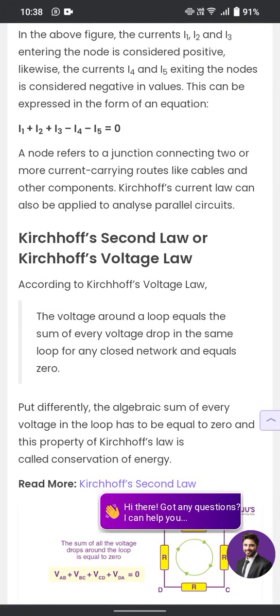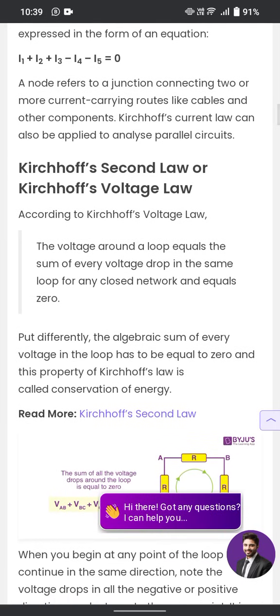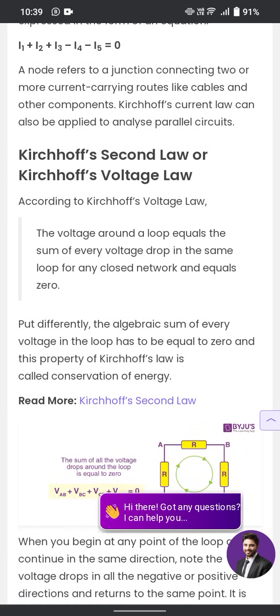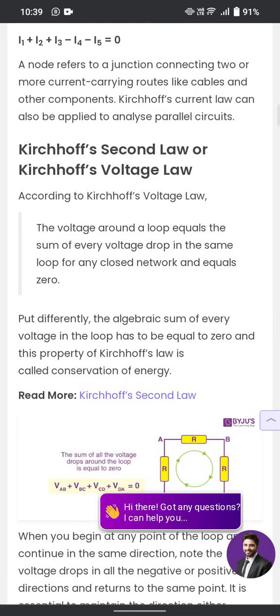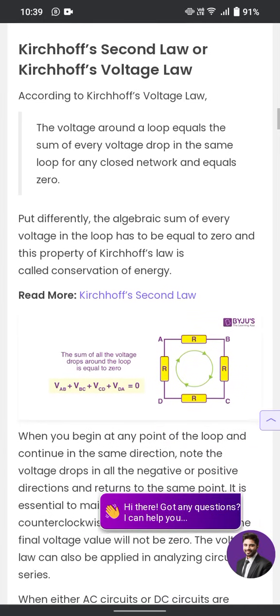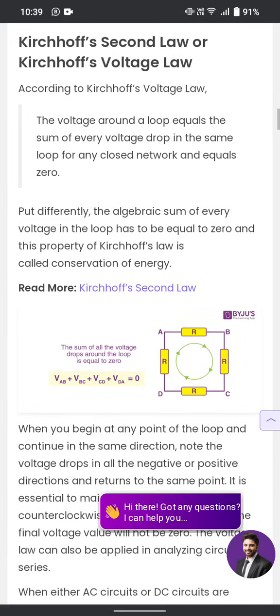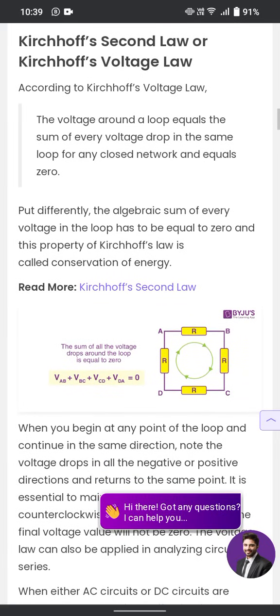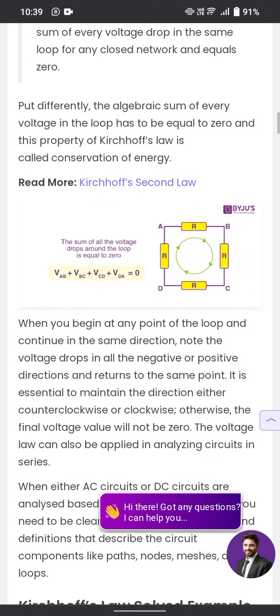Kirchhoff's second law or Kirchhoff's voltage law. According to Kirchhoff's voltage law, the voltage around a loop equals the sum of every voltage drop in the same loop for any closed network and equals zero. Put differently, the algebraic sum of every voltage in the loop has to be equal to zero, and this property of Kirchhoff's law is called conservation of energy.